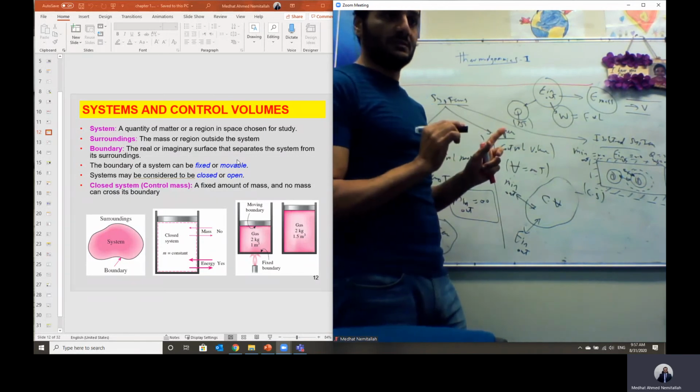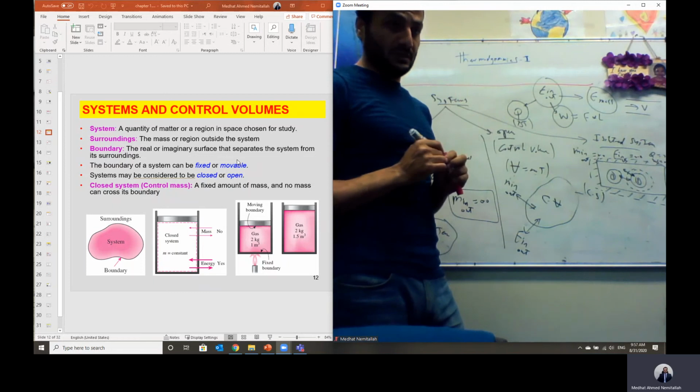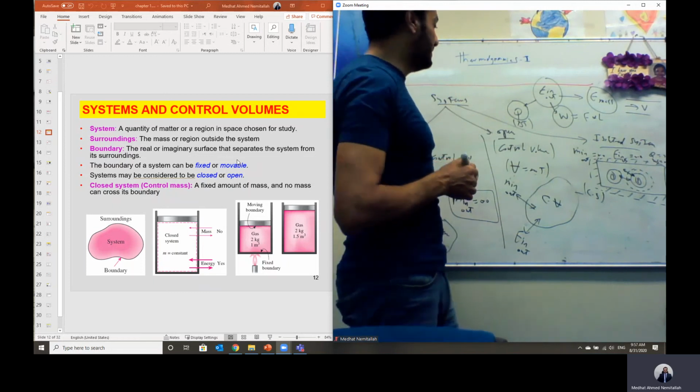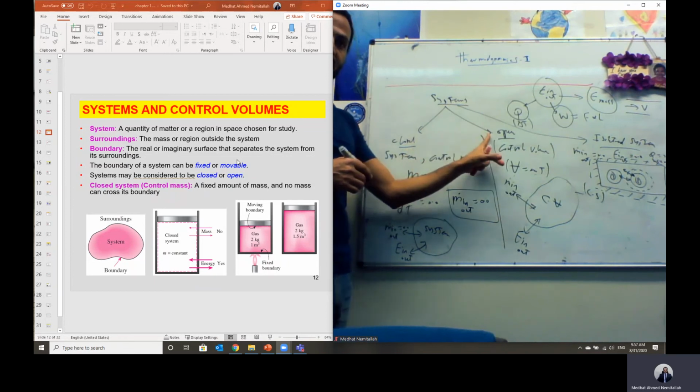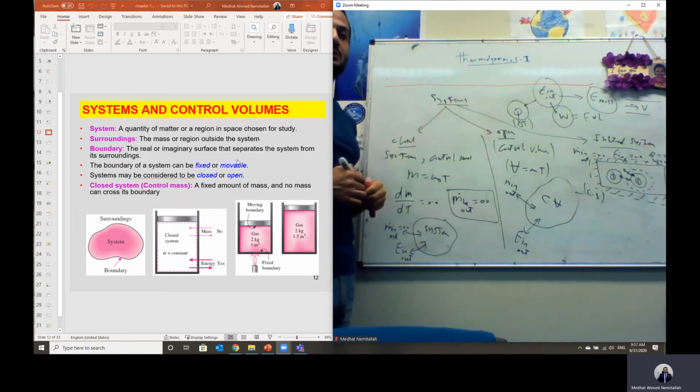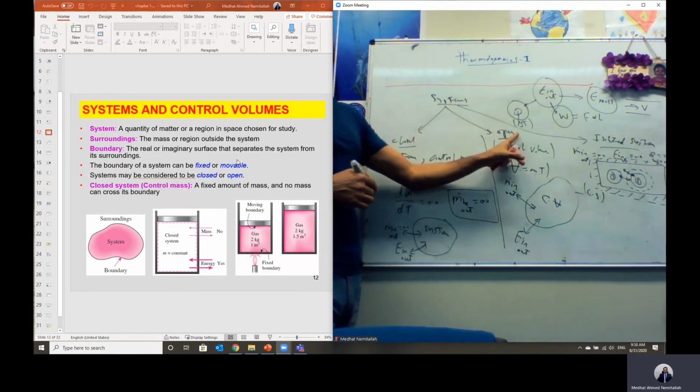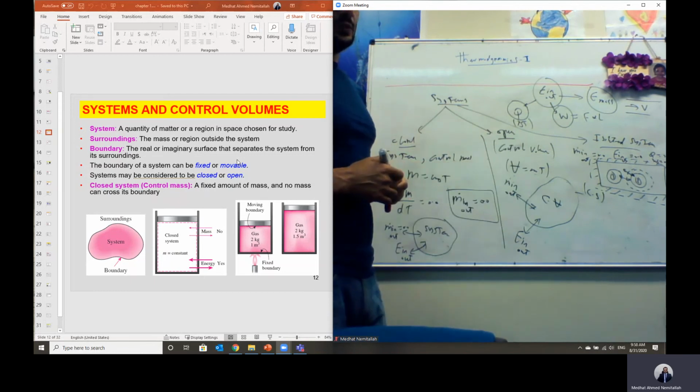So we have to define the system first. Before solving any problem, we have to define whether this system is a closed system or an open system. Then we can proceed with the solution, because the first law equation will have a different form if the system is closed, other than when the system is open.